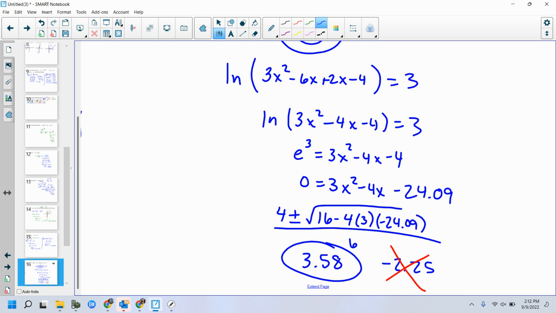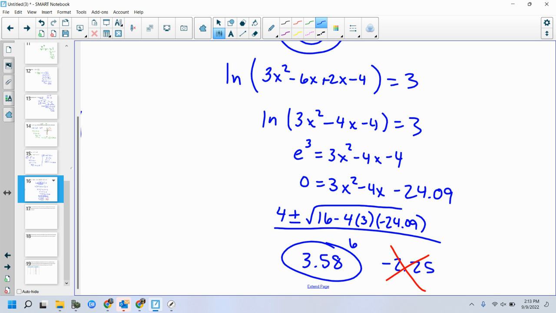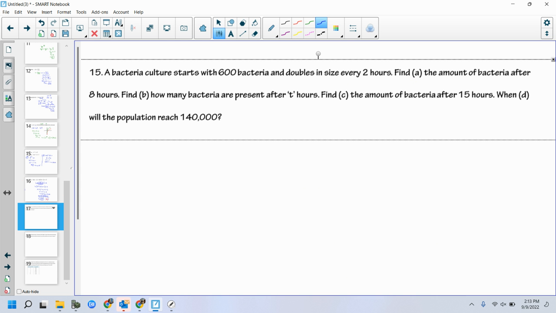Well, that was fun. That was a cool one. Let's take a look at the next. A bacteria culture starts with 600 bacteria, doubles in size every 2 hours. Find the number of bacteria after 8 hours. Find how many bacteria are present after T hours. Find the amount of bacteria after 15 hours. When would the population reach 140,000?